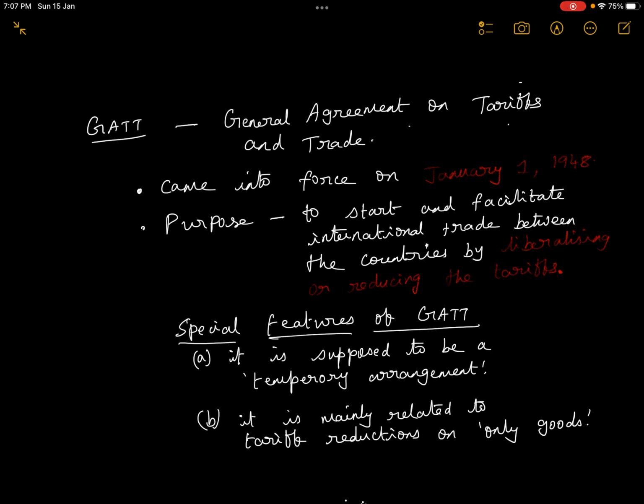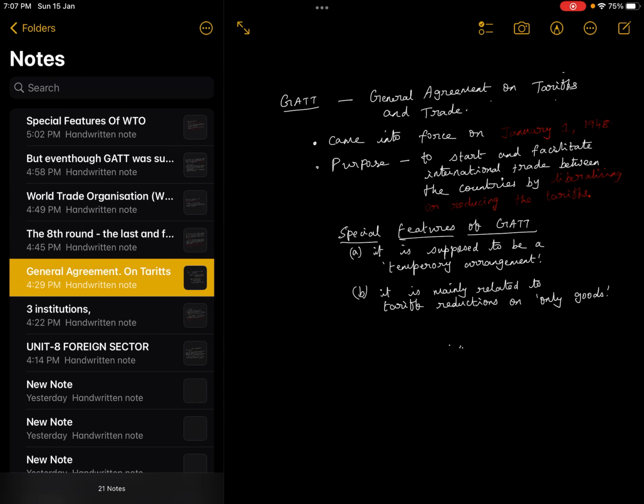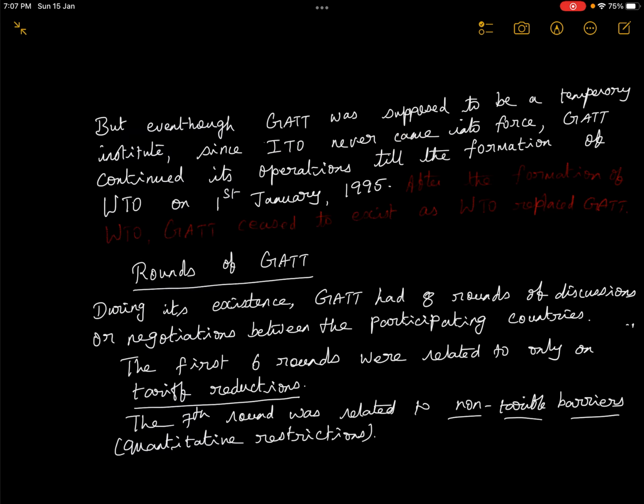And the second one is it is mainly related to tariff restrictions only on goods. GATT was not related to services initially. When GATT was formed in 1948, it was thought to deal only with all the issues related to export and import of goods between the countries. So this was the main purpose of establishing GATT.